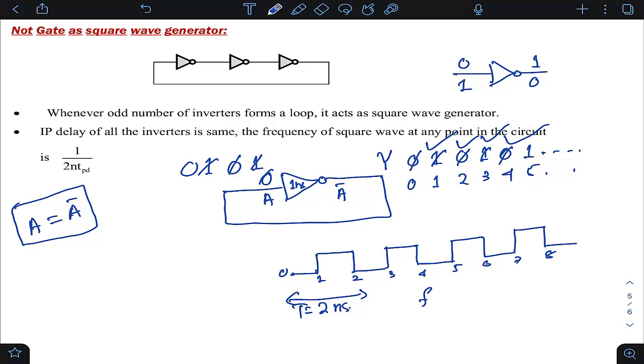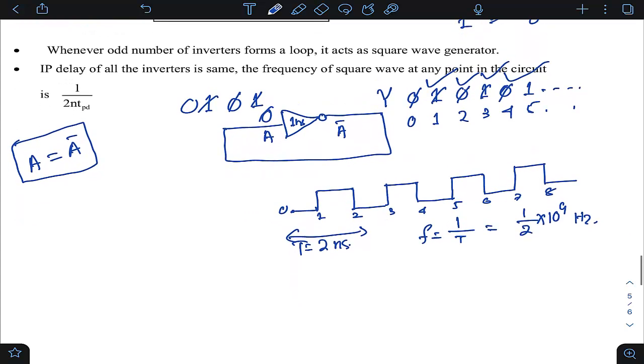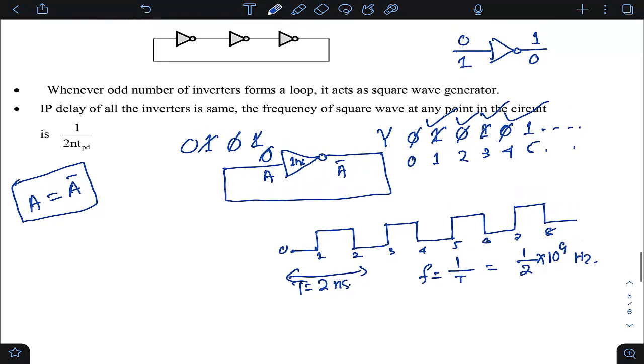If somebody asks you what is the frequency, frequency is the reciprocal of time period. So it is 1 by 2 into 10 power 9, this much hertz. So this is what the answer is. All right. So this is what we understood for a single NOT gate I have taken. So let us extend this idea to more number of NOT gates.